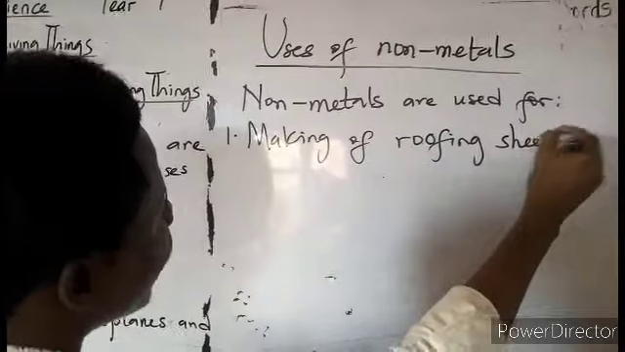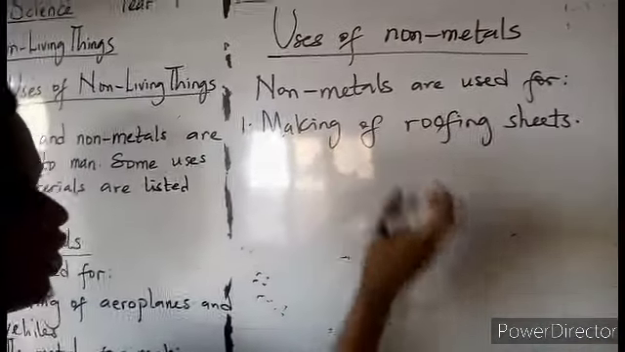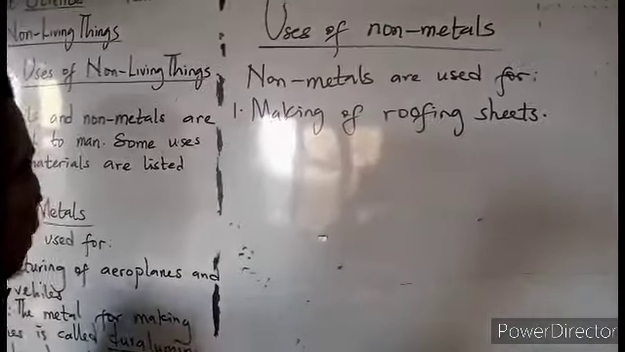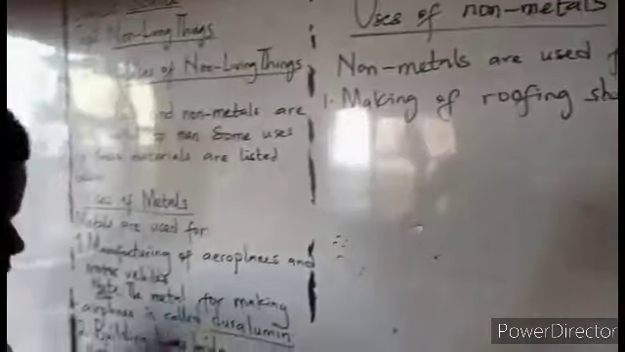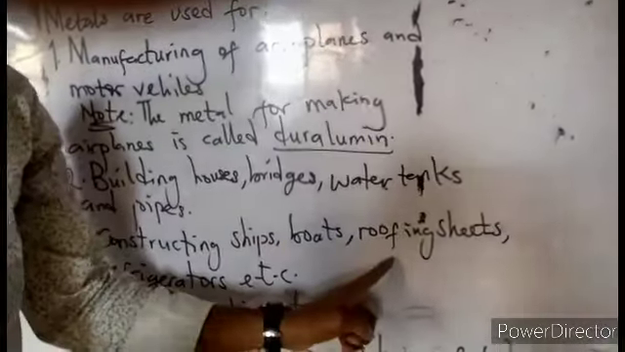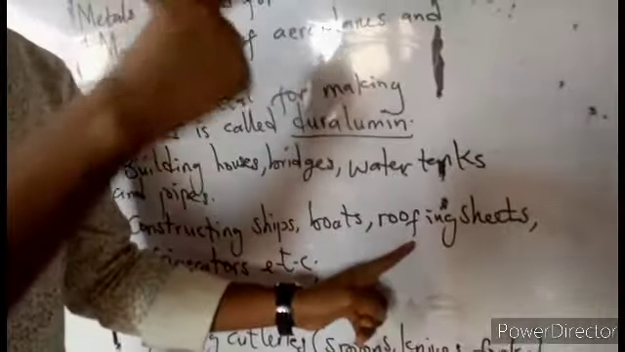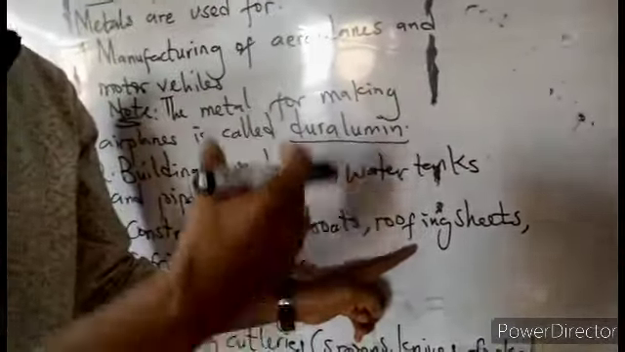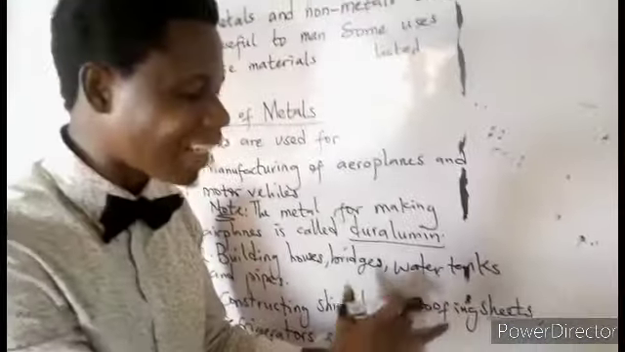You may be wondering, I said metals are used for roofing sheet in the first place. That is what they talk about. When I talk about roofing sheet here, let's go back here. I'm talking about aluminum roofing. Look around your vicinity. You will see this aluminum roofing that are made up of metal. That is when I talk about roofing sheet.